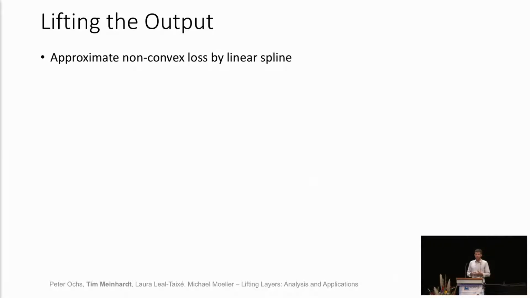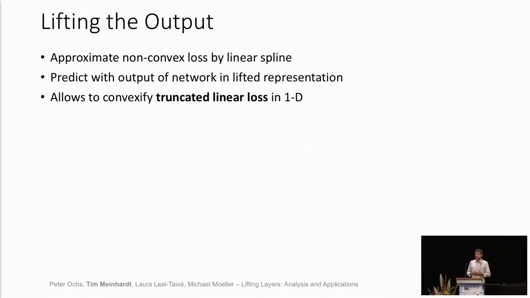Another extension to our approach is that you not only lift the individual layers, but you can actually try to lift the output. What we're doing here is that we approximate a non-convex loss with a linear spline, and we then use the lifted output of the neural network and try to do the prediction of our problem in this lifted representation. This allows us to convexify non-convex losses. We showed this in the paper only for this truncated linear loss in a one-dimensional problem, but the results seem very promising.